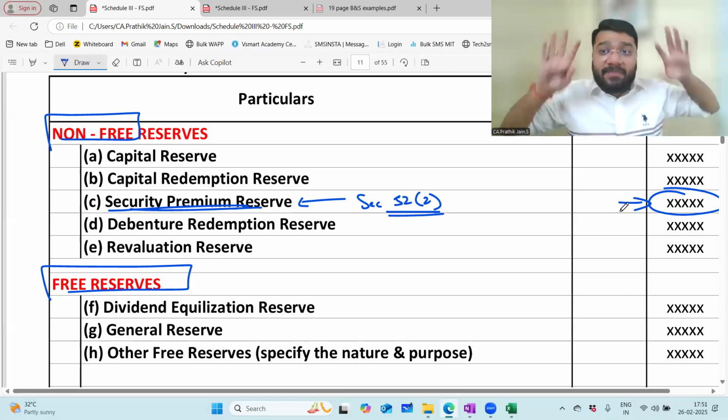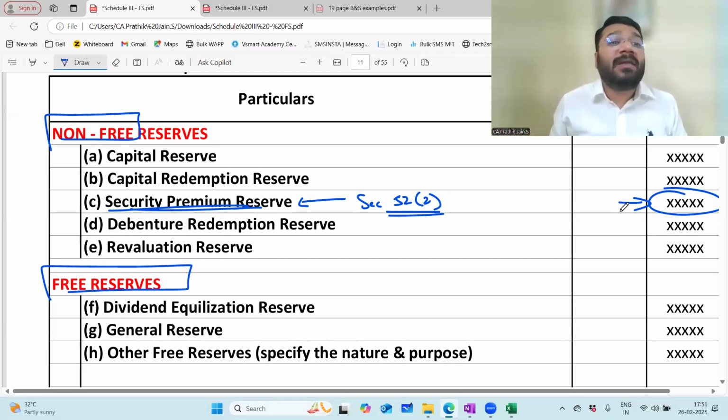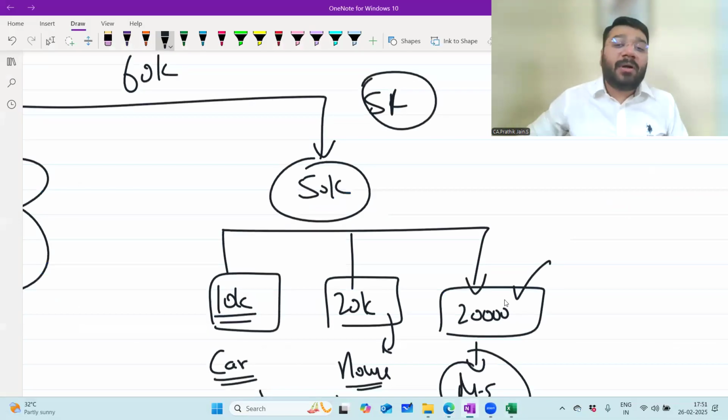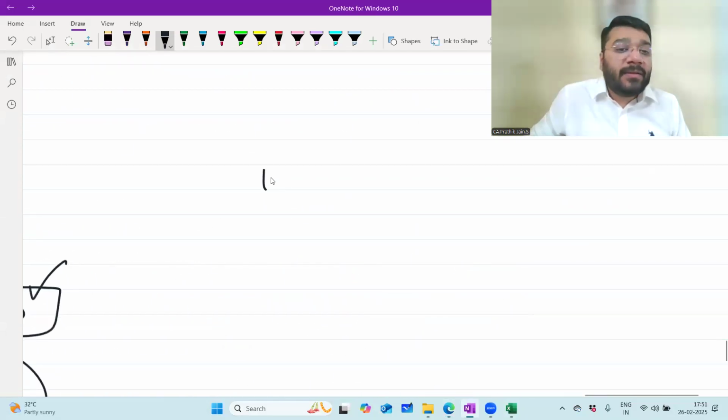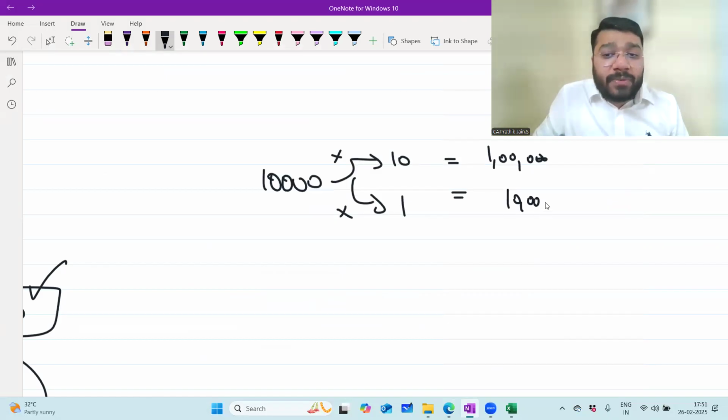But when any reserve is created, which I cannot distribute freely to my shareholders in the form of dividend, then we call that a non-free reserve. Then you may ask a question, then what is the purpose of issuing the shares at premium, sir? We come across this term called shares issued at premium. The company issued 10,000 shares of 10 each at a premium of 1 rupee. So how much money have you collected towards capital? 10,000 into 10, 1 lakh, and then 10,000 into 1, 10,000 rupees. So this 1 lakh goes to your share capital, and this 10,000 will go to your security premium reserve.